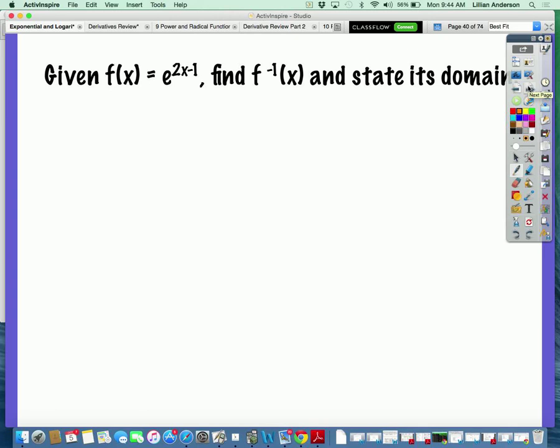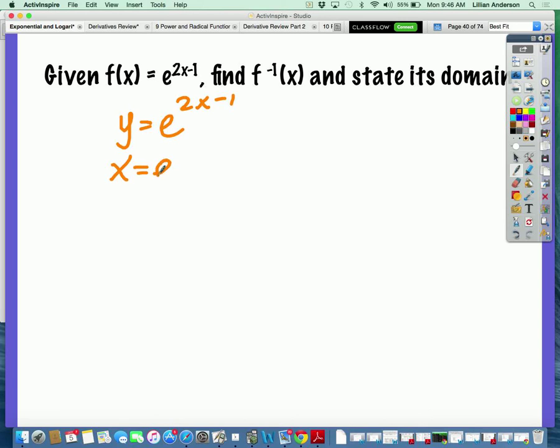All right. So let's try this one. And on top of that, we're also going to state its domain. So I'll let you find the inverse first and see what you get. Okay. So similar to the last one. What do we do first here?